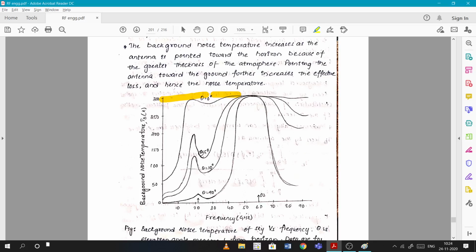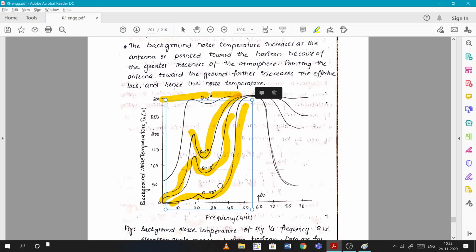And when the antenna inclination is 5 degrees, somewhere here, the graph is below this, right? And when I have increased the angle to 10 degrees, it is still below. You understand, no? Basically the noise is decreasing when you increase the angle with respect to the ground.